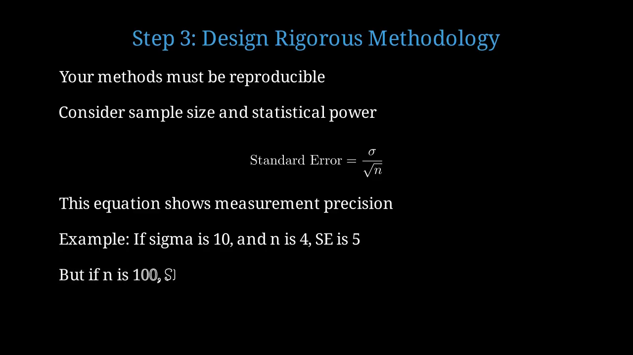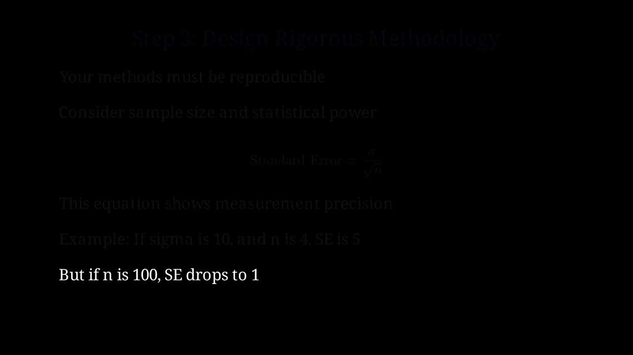But if you increase your sample size to 100, the standard error drops to 10 divided by 10, which is just 1. Much more precise. Notice that to cut uncertainty in half, you need to quadruple your sample size. This is why large studies are so expensive.